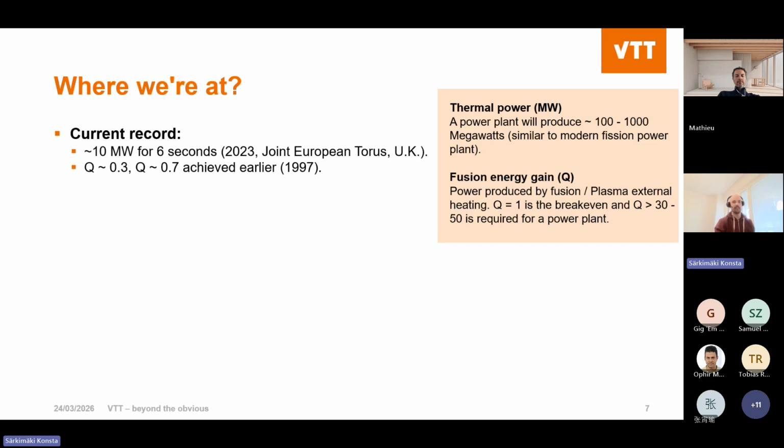But for an actual power plant, we would need hundreds or 1,000 or more megawatts of fusion power. So we are still far from that. Another important figure of merit is the fusion energy gain factor. It's not really energy returned for energy invested, but more of a physics-based merit. For a power plant you would need something like Q equals 30 or 50, and right now we are still below 1 in this Q.